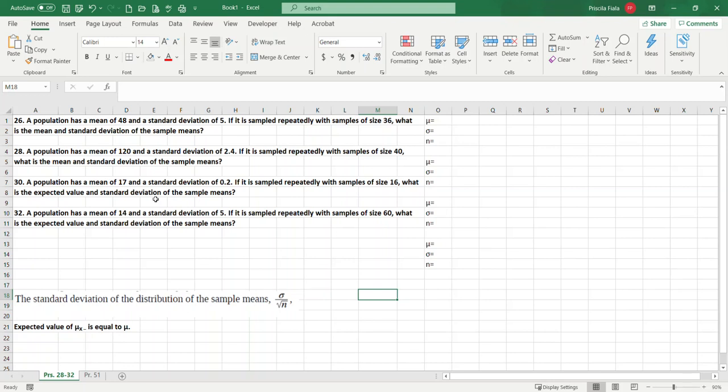So if you have a question that asks what the expected value is, it's going to be the same as your mean. That's why I put it here as well. Let's go ahead and quickly solve this.